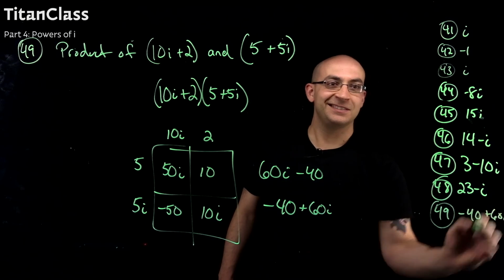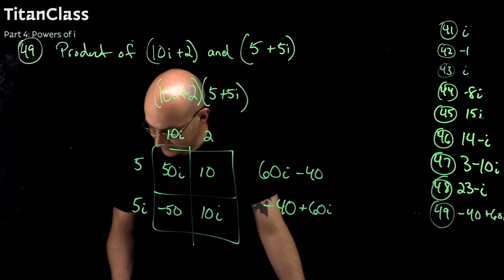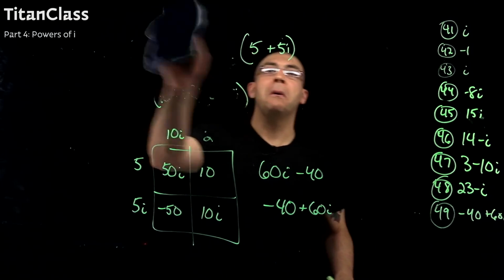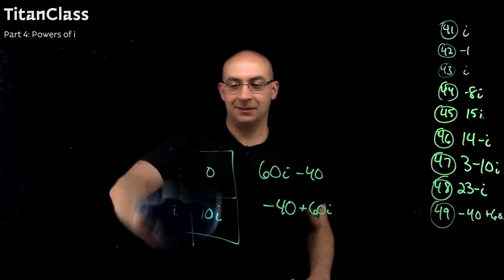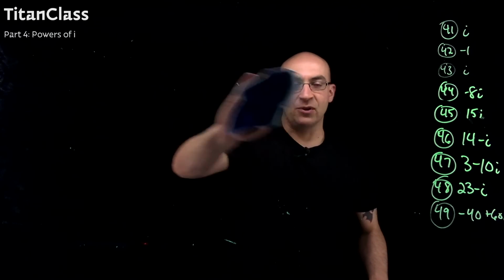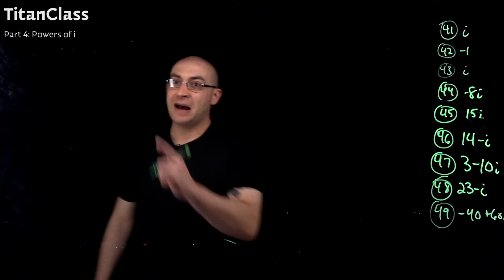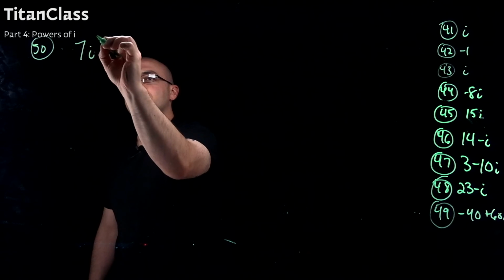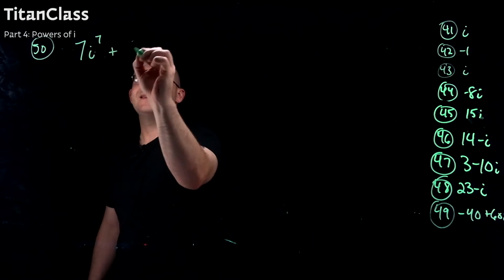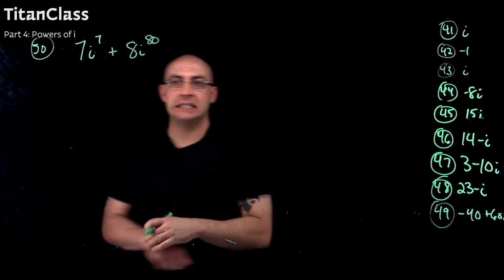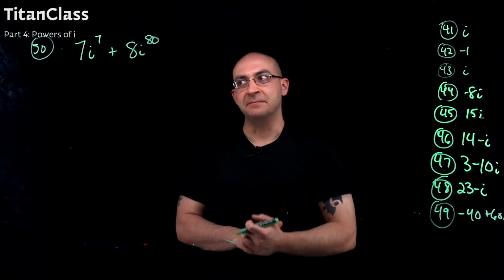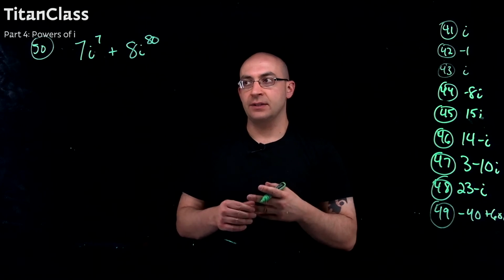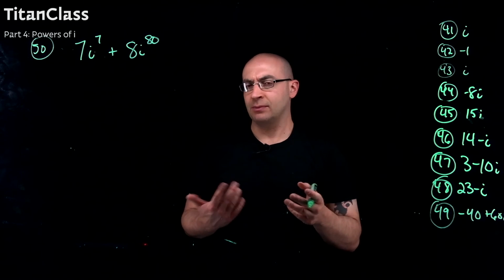One more. I always get very excited when there's one more left, huh? Okay, let's see what we got. I feel like I saved the worst for last. Powers of i problem: 7i to the 7th plus 8i to the 80th. We're just going to simplify it, break it down to what we know, and then add those things together. So our number at the end of this process is going to be very low, probably.